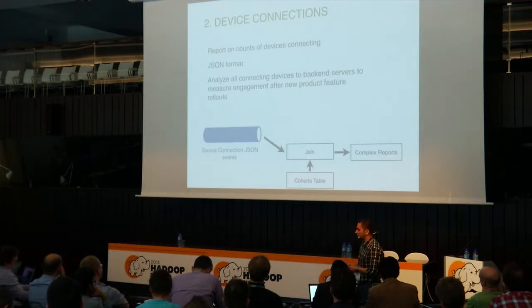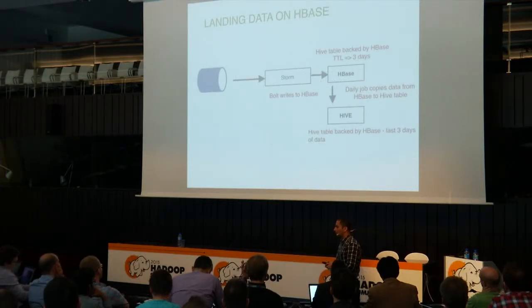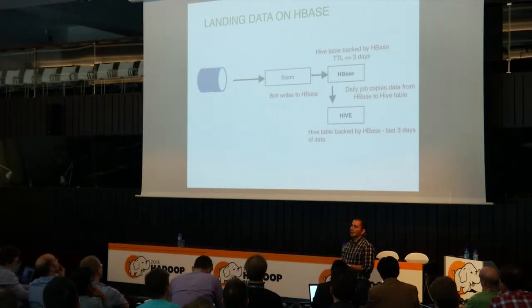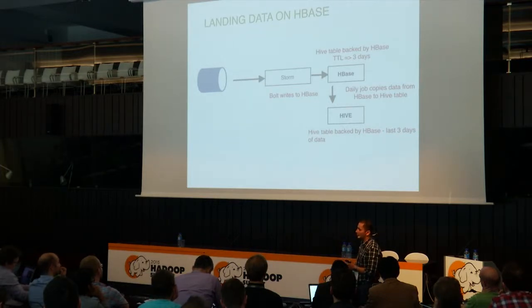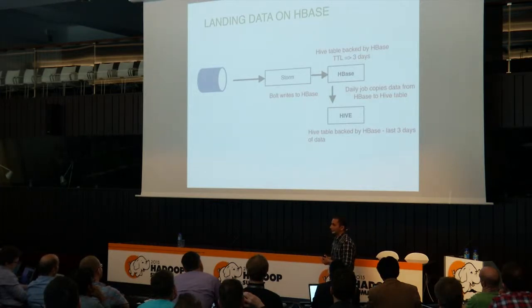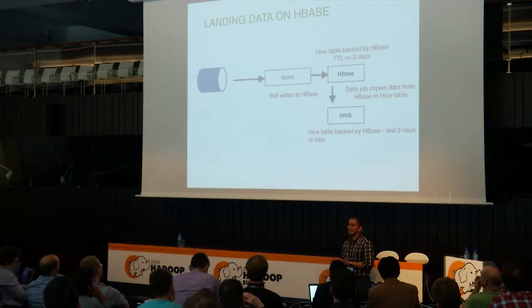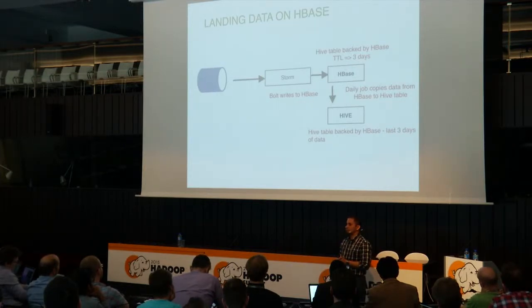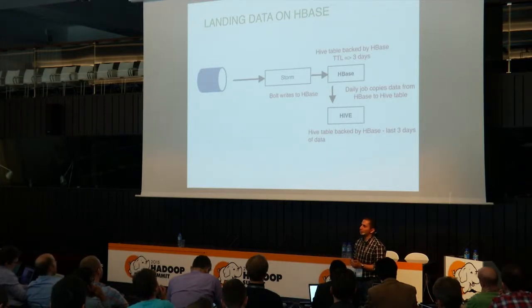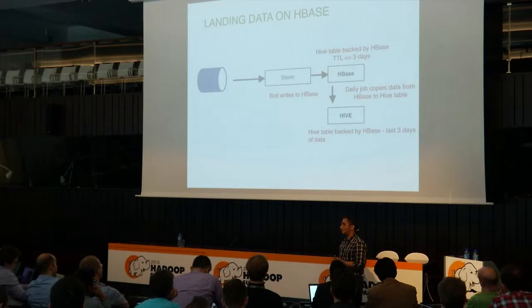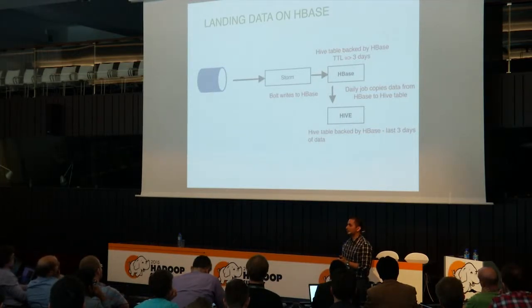For this particular one, what we did was we landed the data on HBase first. We had a Storm topology which would write to a table in HBase. And that table had a TTL, or time to live, of 3 days. So the data in that table would be the last 3 days' worth of data. And then we had a Hive table which was also accessing that table with the HBase SerDe. So Hive also had a view of that table.